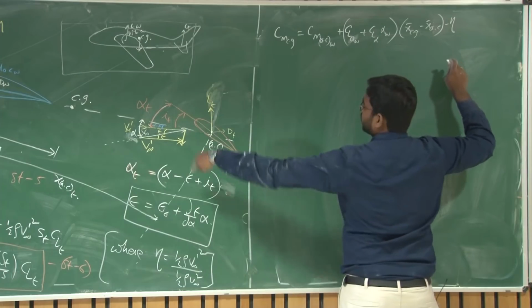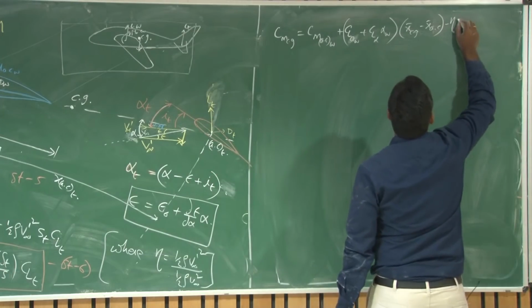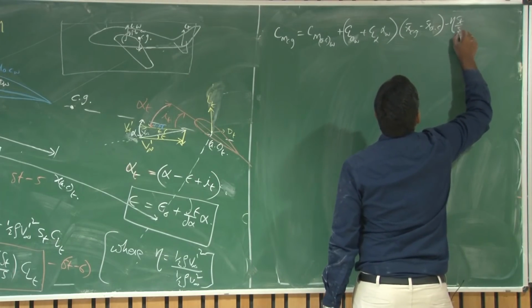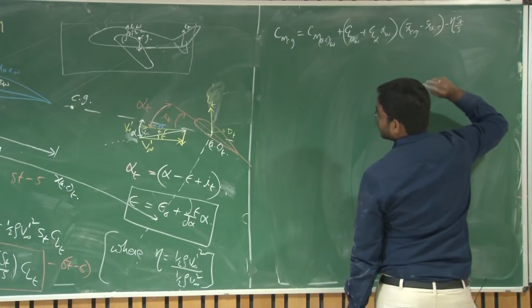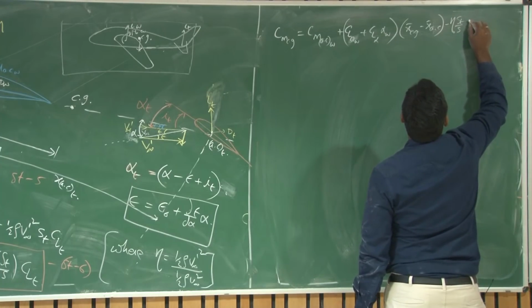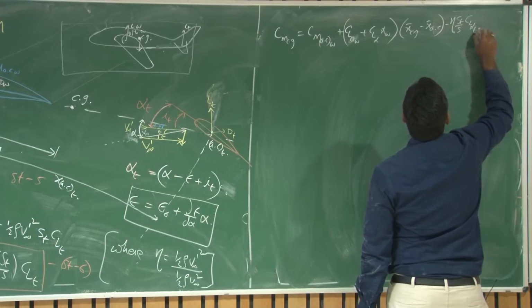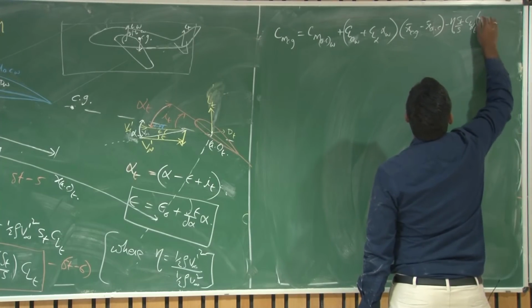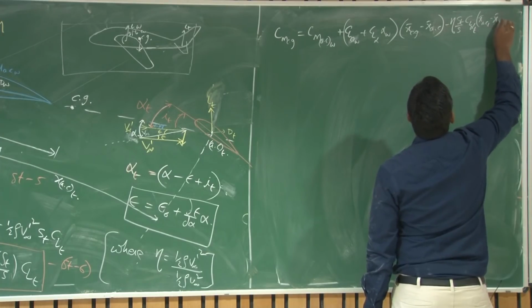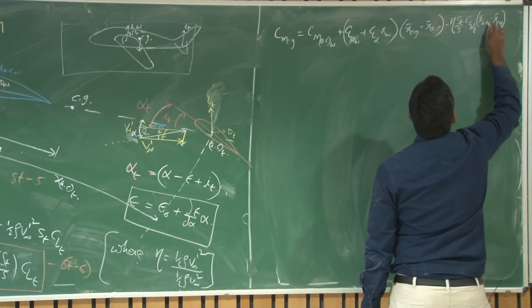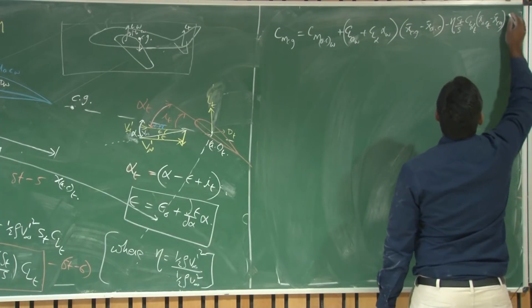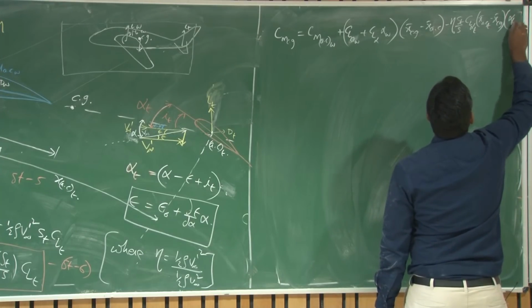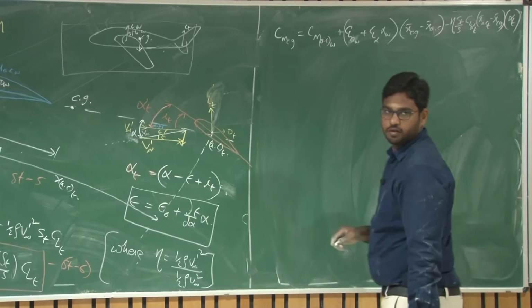tail contributes towards negative pitching moment, eta St by S into CL alpha of tail into x bar AC of tail minus x bar CG, multiplied by alpha of tail, right?